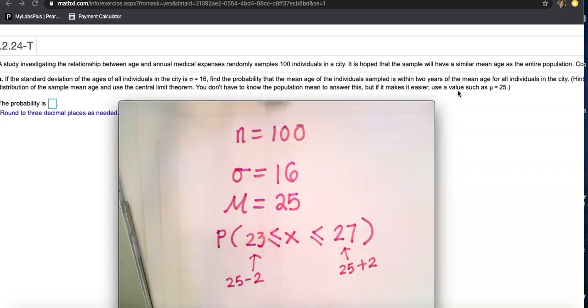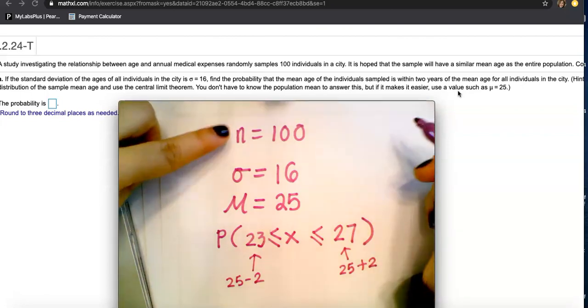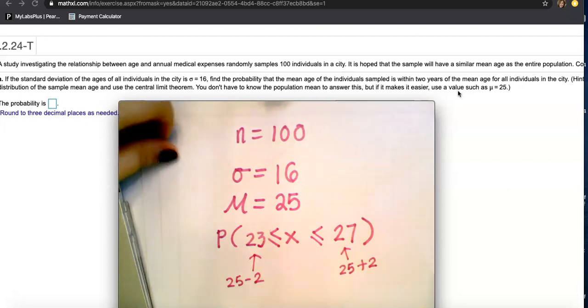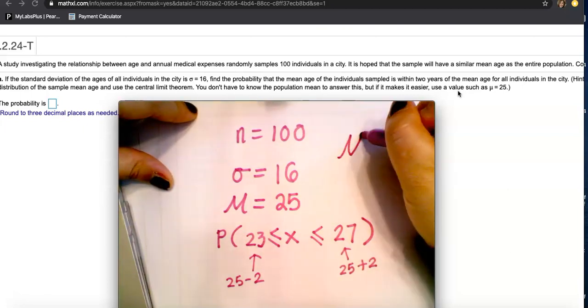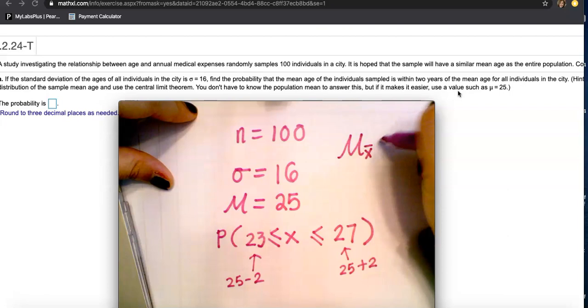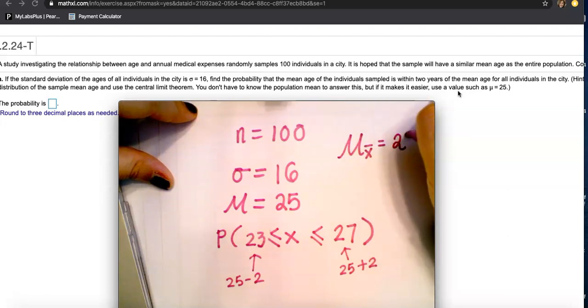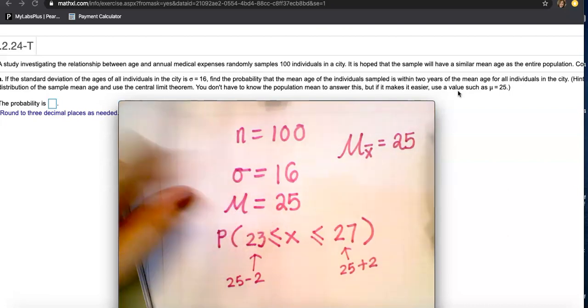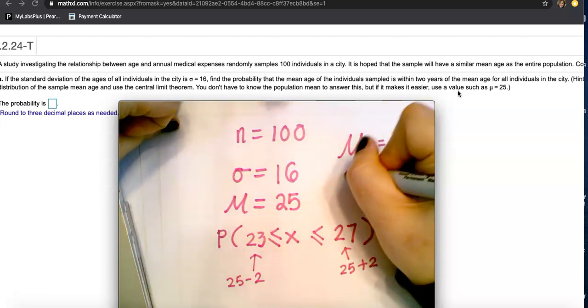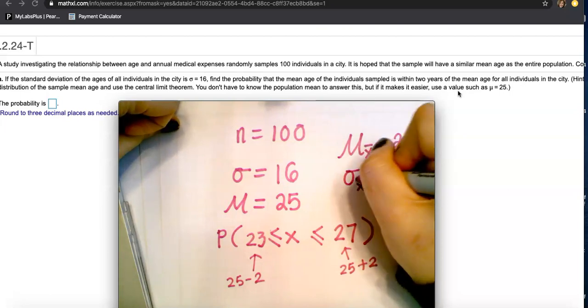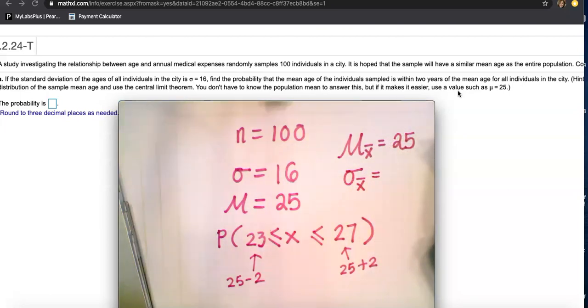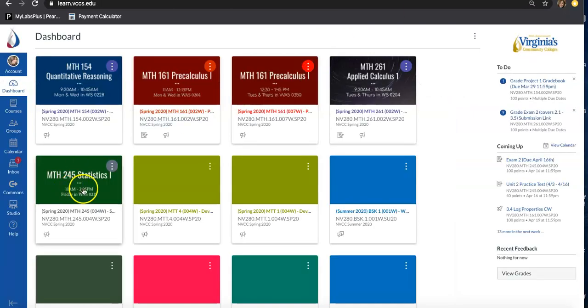Now, we're talking about the sampling distribution of the sample mean, so we're not going to use these two numbers. We first have to find the sampling distribution of the sample mean, whose mean is the same as the population mean. So I'm going to use 25. But what about the standard deviation of the sample mean? We call this the standard error, right? Now, you need to know that there is a formula so that you can go and look it up. We'll show you where you can find this formula.